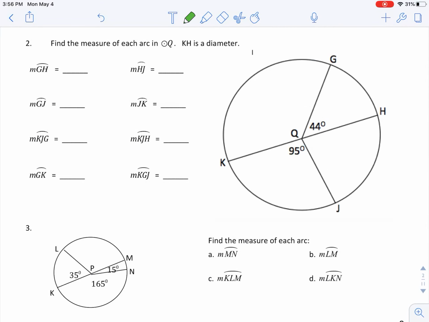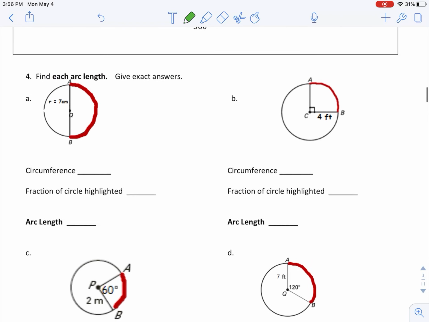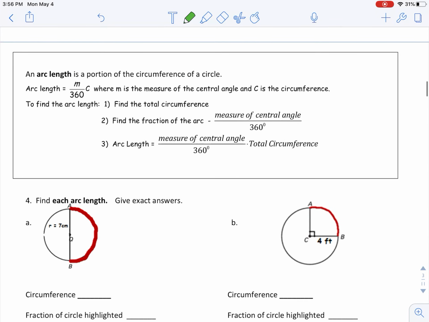Hi guys. All right, we're continuing here in Unit 9 on circles. Today we are on page 3. Yep, this is page 3. So you should be on page 3, and this is the Unit 9 packet that we're working on this week in circles.